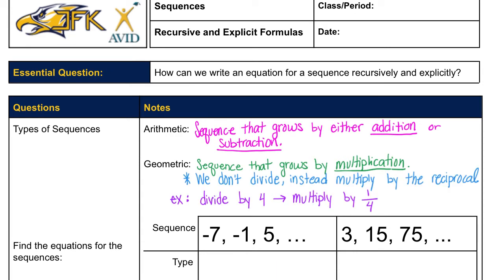When looking at a geometric sequence, we don't want to look at a sequence as growing by division. Instead, we want to look at it by that sequence growing by multiplying by the reciprocal. And the reason why is because of how we write the explicit rules for a geometric sequence. So if you see the sequence as dividing by 4, for example, really that sequence is growing by multiplication of 1/4.